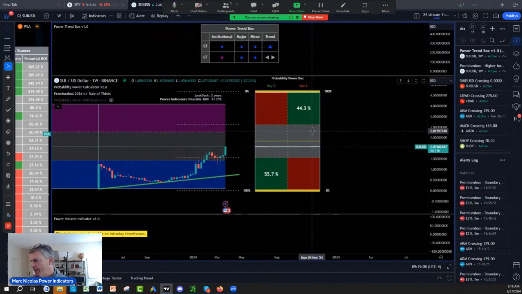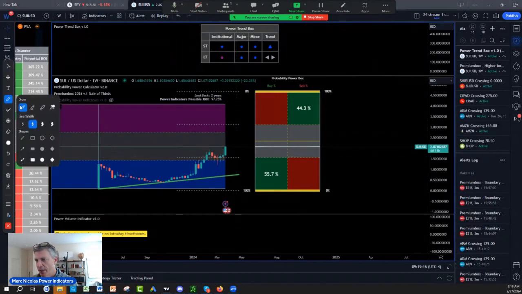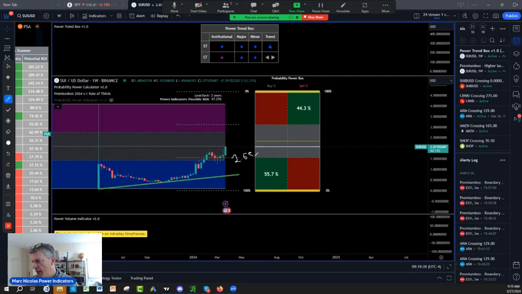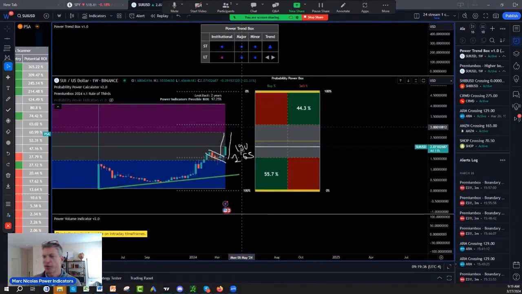Now, SUI, if it retraces, I'm looking at this area of 1.65. So 1.65, I don't think you are going to get it now, but 1.65, 1.90, if you're lucky, you'll get that on SUI. Otherwise SUI is on its way here: 2.79, 3.15, 4, 4.71.